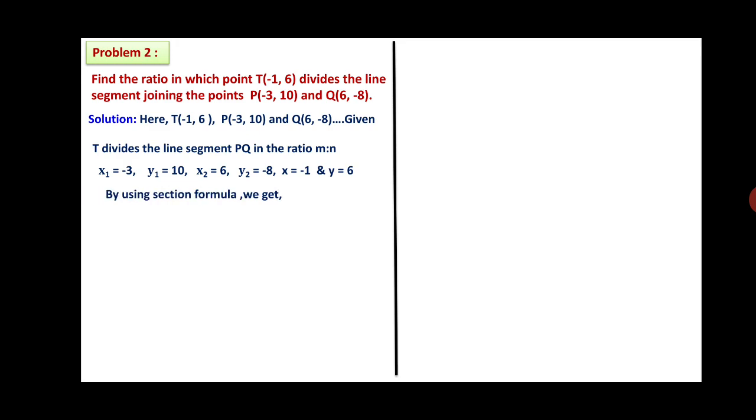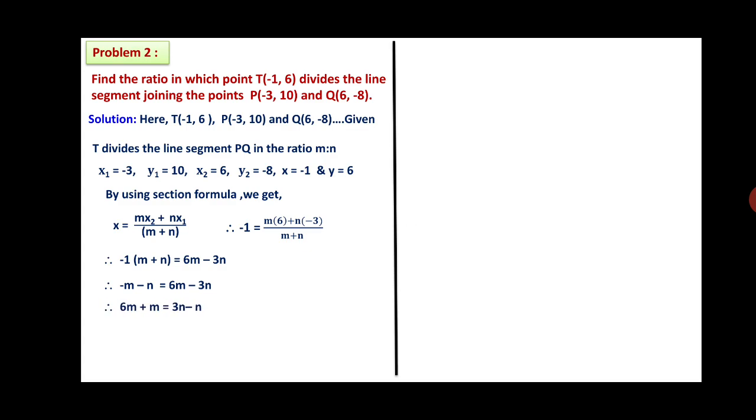By using the section formula we get x = (mx2 + nx1)/(m + n). Now we will substitute the required values. Therefore x value is -1, which will be equal to (m times 6 + n times (-3))/(m + n). Now we will cross multiply. -1 times (m + n) equals 6m - 3n. On the right hand side we have solved the multiplication. Therefore on the left hand side, -m - n = 6m - 3n.